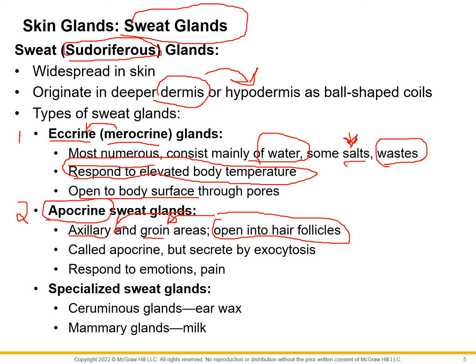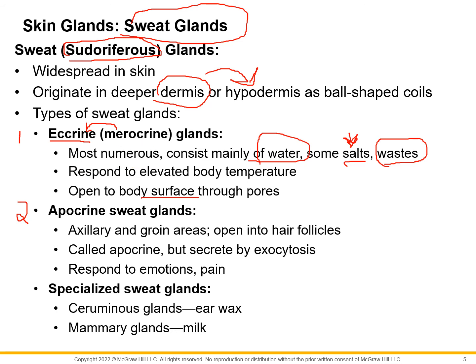These are associated with puberty. These are when these become active. That's during puberty. And it says they're called apocrine, but secrete by exocytosis. We're not going to get into that. I want you to, for me right now, remember that they're an apocrine type sweat gland, and we'll cover that if you get farther into it. These are emotional glands, and pain is an emotion. Again, puberty.